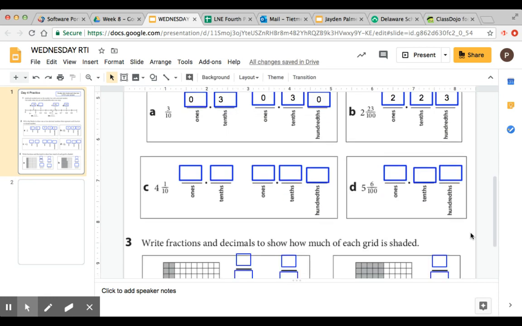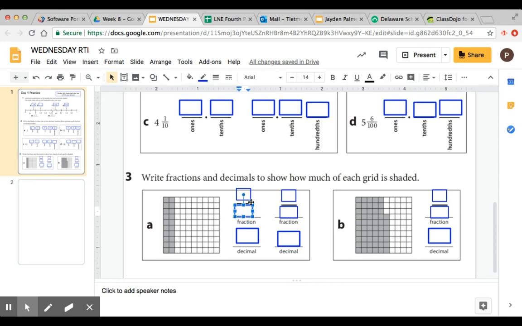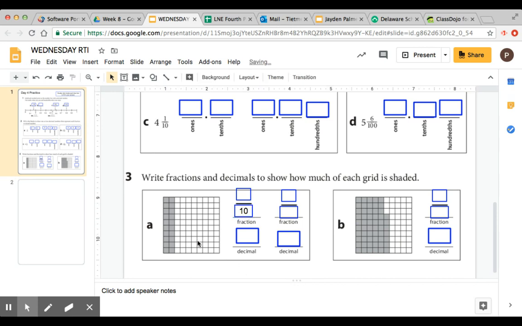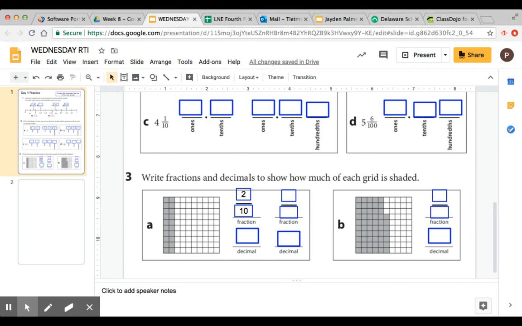All right, down here at the bottom, we have a grid where you're going to be writing 2 fractions and 2 decimals for the first one, and I'm going to help you do that. All right, first we're going to think of these as strips of 10. So I'm going to be looking at tenths first. If I look at these that are shaded, I have 1 strip of 10 and 2 strips of 10. So my fraction here would be 2 tenths.